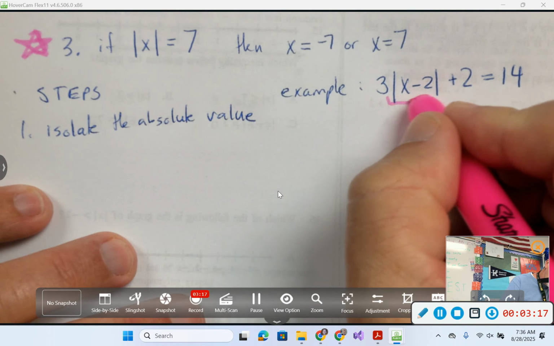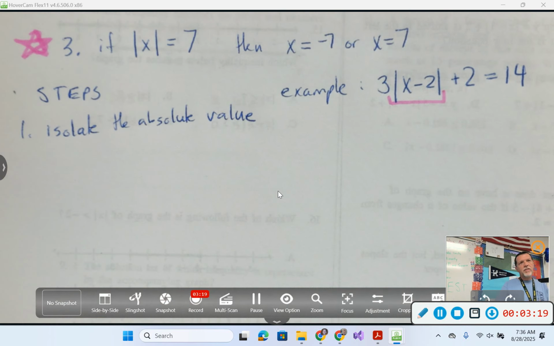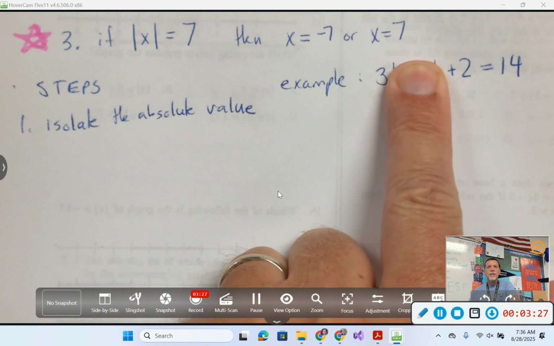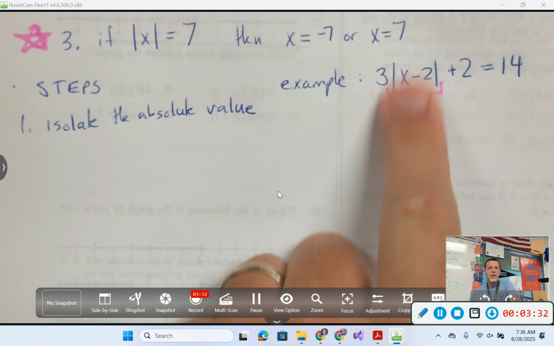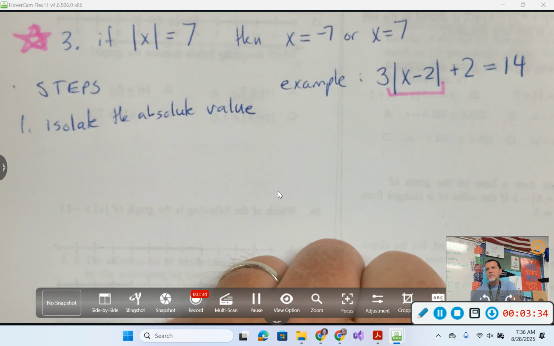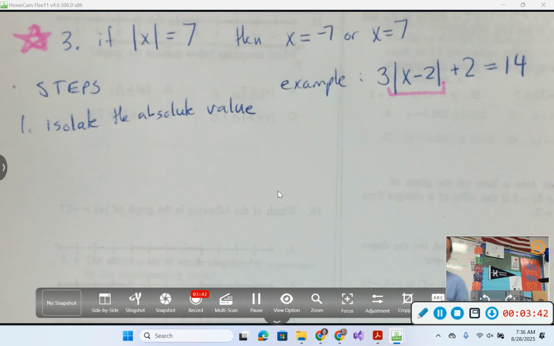Okay, so there's the absolute value piece, and we want to get that by itself first. So I'm not worried about how to handle that yet. Just pretend that that's what we're trying to get by itself, and then we'll worry about that. So what should I do to start to get that chunk of stuff by itself? Subtract 2. Are we good enough to do 2 steps at once and save paper? After I subtract 2, what would I do next? Divide by 3.